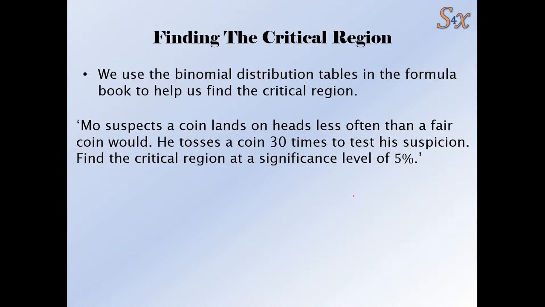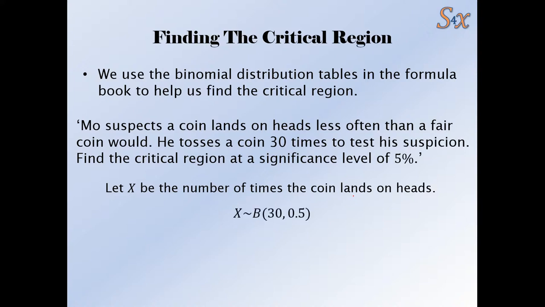So let's do an example. Someone suspects a coin lands on heads less often than a fair coin would. The coin's tossed 30 times to test that suspicion, and we want to find the critical region. So we're going to go through what we said we'd do to set up the hypothesis test. First things first, let's come up with a discrete random variable. We're going to call it X. That's going to represent the number of times the coin lands on heads.